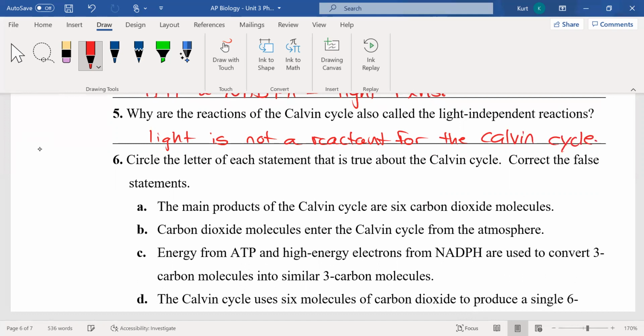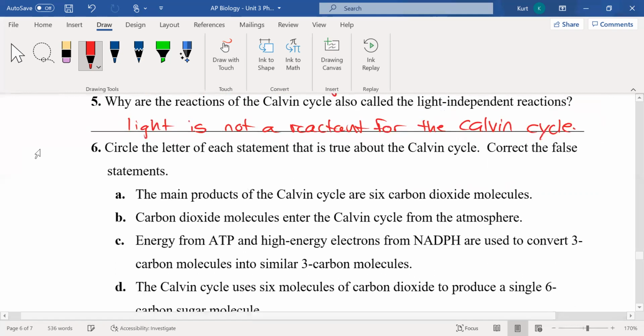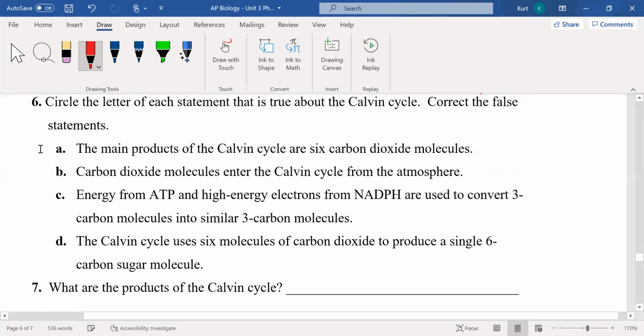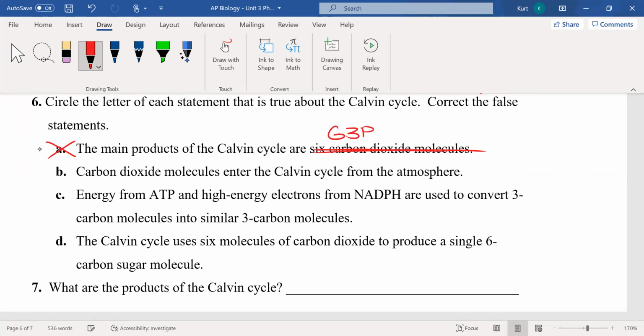Circle the letter of each statement that is true about the Calvin cycle. Correct the false statements. The main products of the Calvin cycle are 6 carbon dioxide molecules. Nope. The main products are not 6 carbon dioxide molecules. It is G3P molecules. Carbon dioxide molecules enter the Calvin cycle from the atmosphere. That is correct. Energy from ATP and high energy electrons from NADPH are used to convert 3 carbon molecules into similar 3 carbon molecules. That is correct.